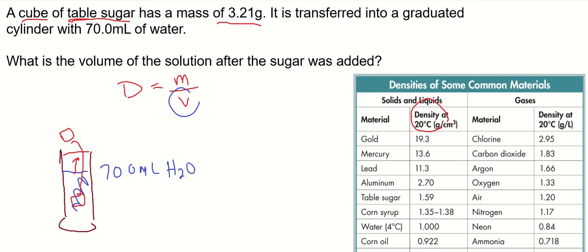Okay, well, let's do it. Density of table sugar is right over there, 1.5. Let's rearrange this before we start. We're going to solve for volume. Just rearrange that, and volume is going to equal the mass over density. Just cross multiply. Now we can just plug and play.